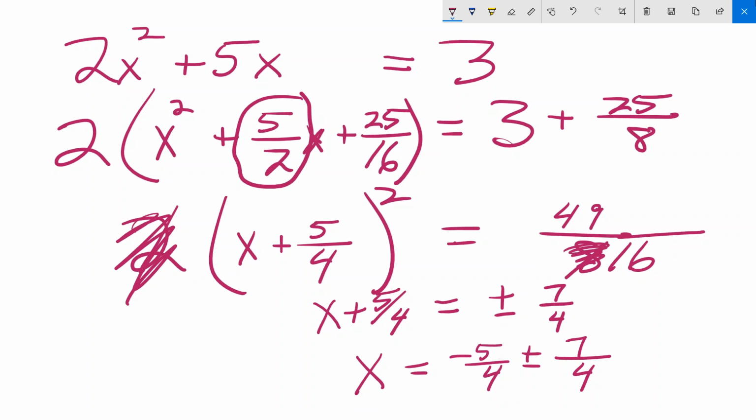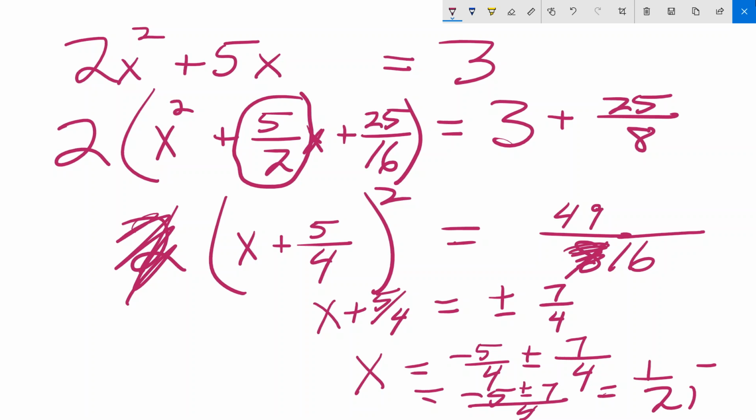Did you put it all over 4 on the right side? Make it a single denominator, and you're going to discover that we have 2 fractional answers that we can give without a radical sign. In other words, this means minus 5 plus or minus 7 over 4. Well, if I take the plus, that's 1/2. And if I take the minus, it's minus 7/2.